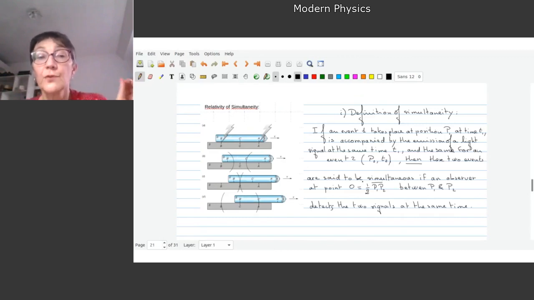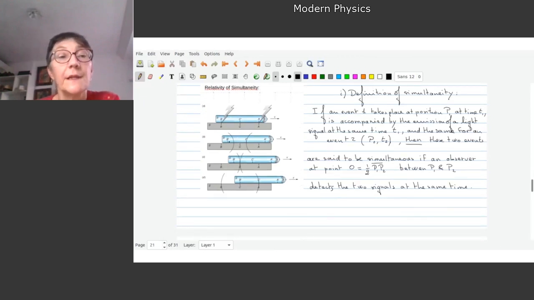Why are we going to use a light signal? Because this is our reference now. It has the velocity c in all directions, in all reference frames. So when event 1 occurs at P1 and event 2 occurs at P2, they emit a light signal, and you are right in the middle, and you will receive these two signals at the same time. So you can say that these two events were simultaneous. Sounds right.